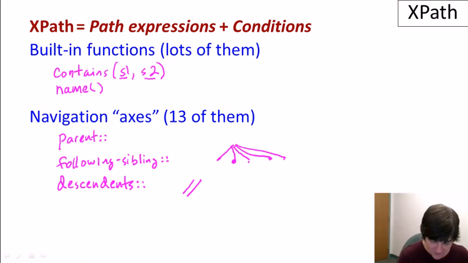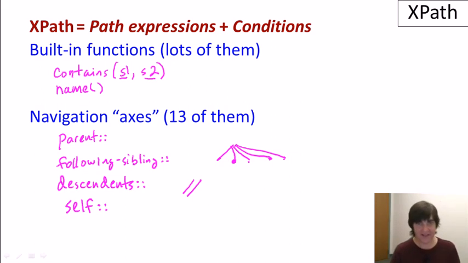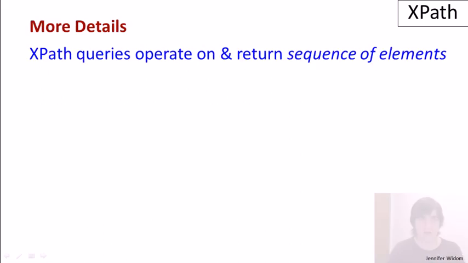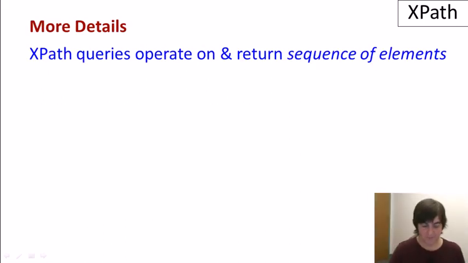Now, it's not quite the same as // because, as a reminder, // also matches the current element as well as the descendants. Actually, as it happens, there's a navigation axis called descendant-or-self that's equivalent to //. And by the way, there's also one called self that will match the current element. That may not seem to be useful, but we'll see uses for that. For example, in conjunction with the name function that we talked about, that would give us the tag of the current element. Just a few details to wrap up.